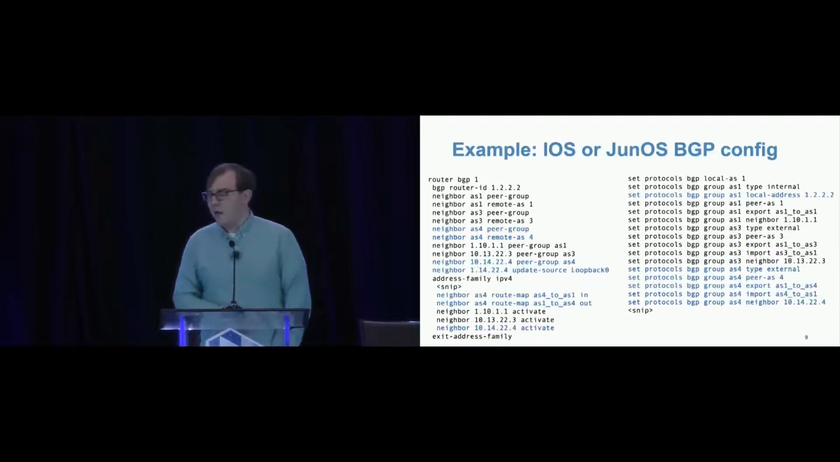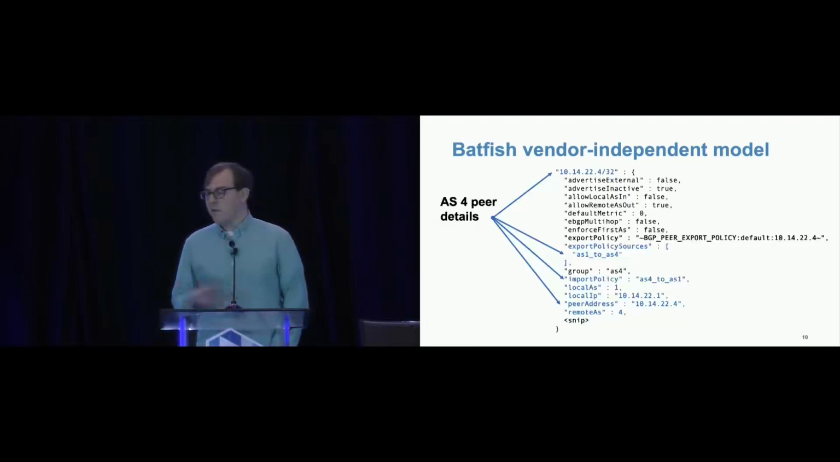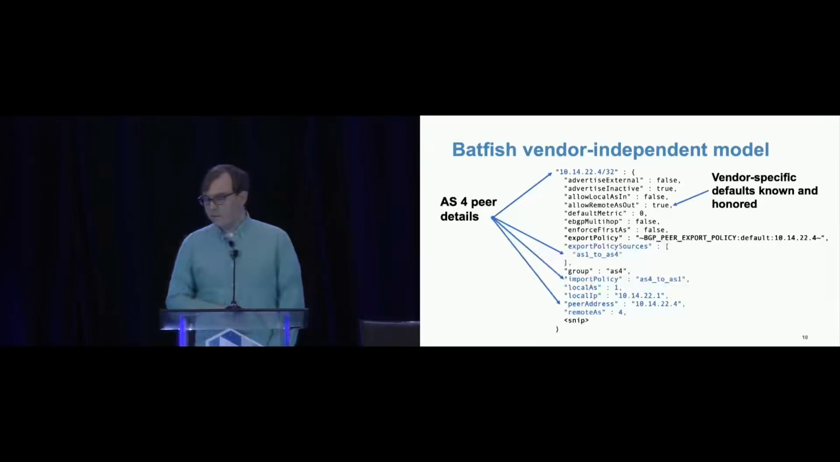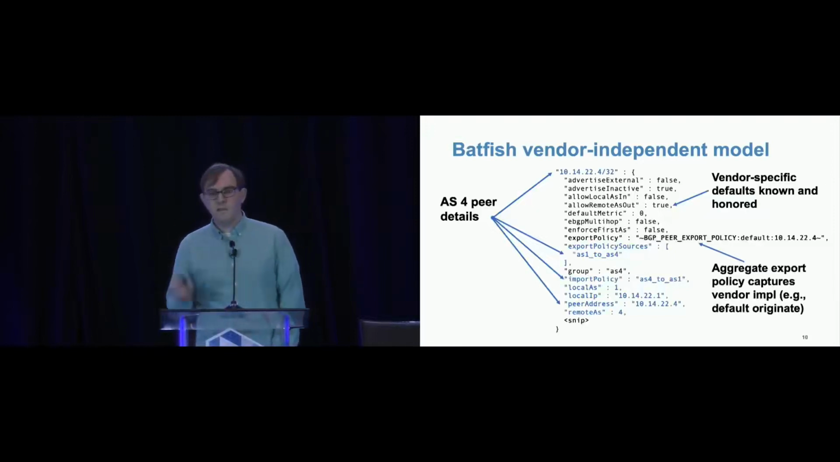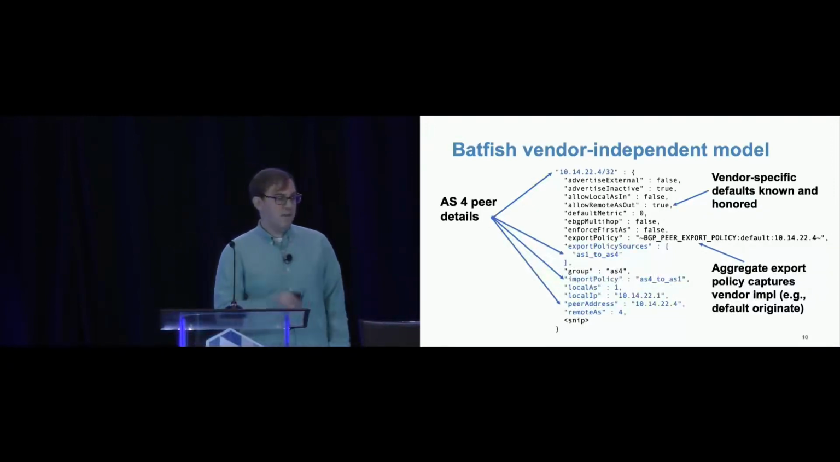So just as an example, on the left I have iOS config, and on the right I have Junos config for BGP. And the blue lines I've highlighted are roughly equivalent configuration across the two languages. And in the internal data model for Batfish, which users are not normally exposed to, but I'm putting it here for your benefit, we've unified this all into a single JSON structure where we have the details of AS4, and we're aware of the vendor-specific defaults that we know and honor. We can track things like which import policies or export policies you use. And we can also build an aggregate export policy that captures all the details here, not just of the particular prefix list or route filter you use for your export policy, but also vendor implementation specific details like default originate.